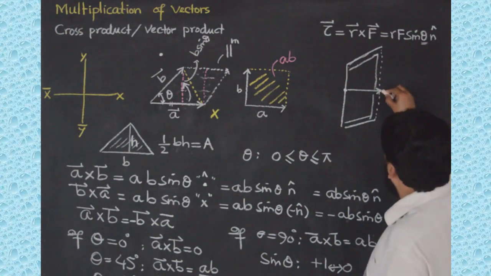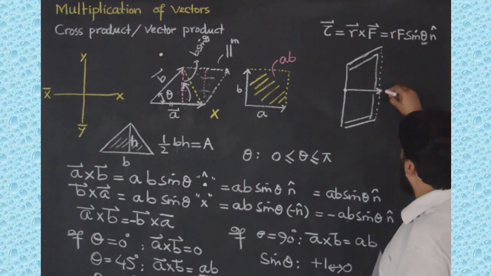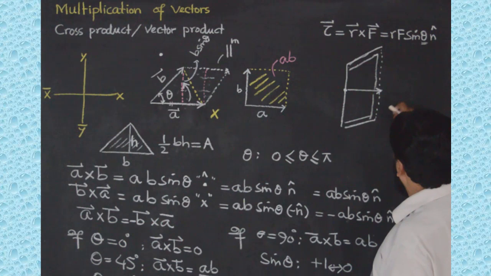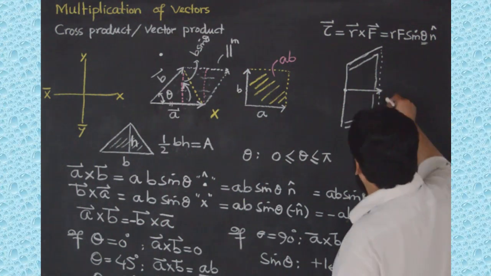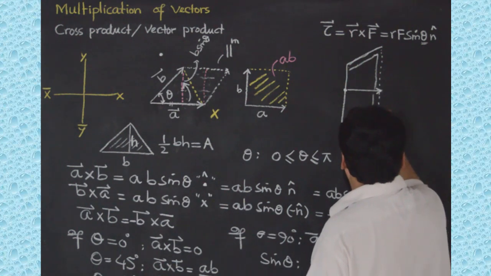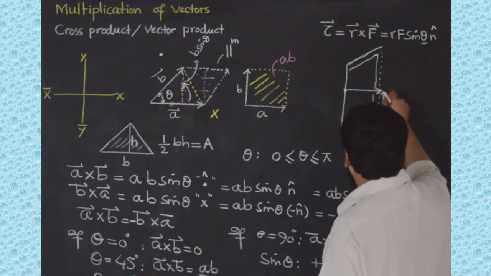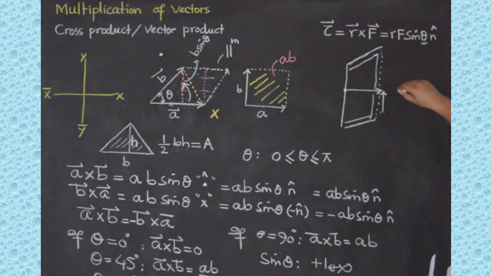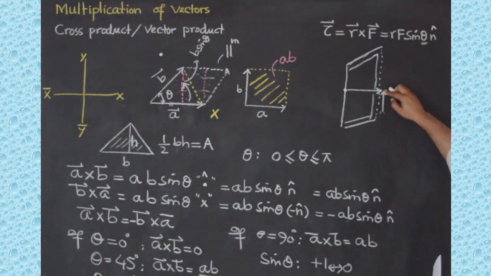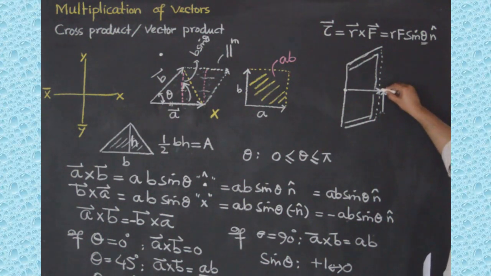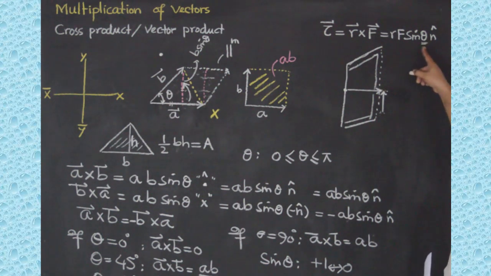Means when R and F, the F which is like this one. So let's say the F is in this direction, the perpendicular direction, meaning it is perpendicular to this one. So in this situation, I will have the maximum angle here, 90 degrees, and I will be able to turn it.